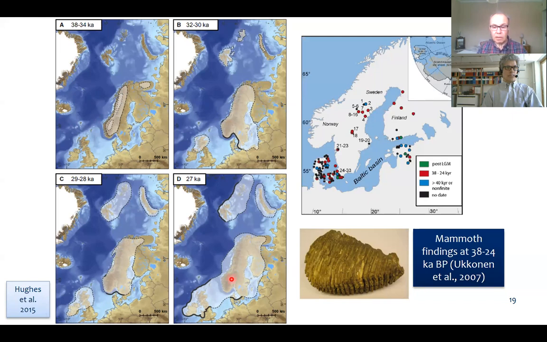And if we look at findings on mammals, there have been a lot of findings in central and northern Sweden, bones and tusks and so on. Many of them have been lying around in museums and were redated by radiocarbon when the AMS technique was developed in the 1990s and early 2000s. And it turned out that many of these mammoth findings were actually dated to between 24 and 38,000 years ago. So there were probably a lot of mammoths running around here in Sweden and Finland at that time. But when the ice advanced again, they had to move into the continent again.